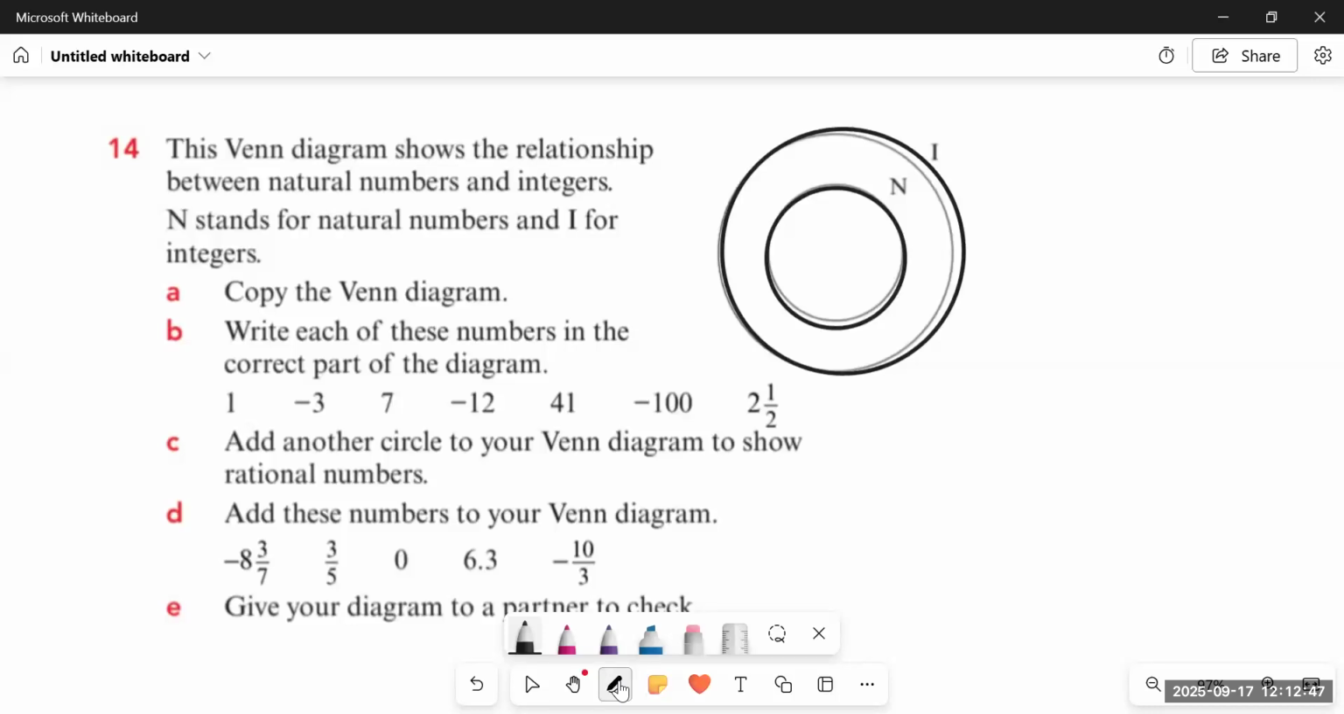Okay, so what are we going to start from? We have to copy the Venn diagram. Okay, you copy it down in your notebooks. Then in part B, you have to write each of these numbers in the correct part of the diagram.